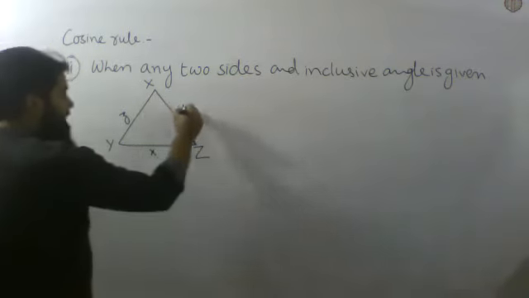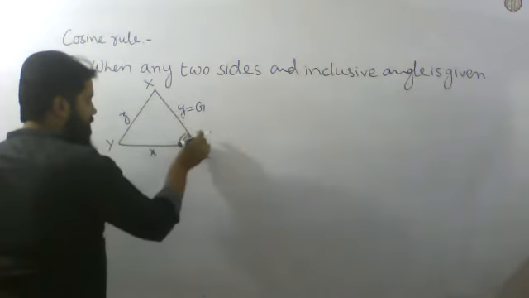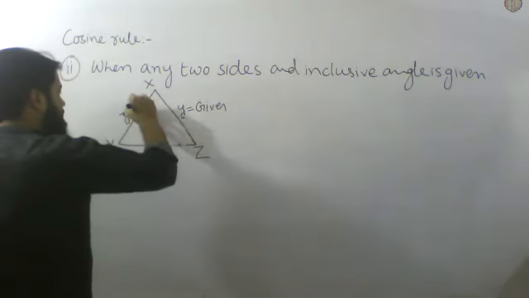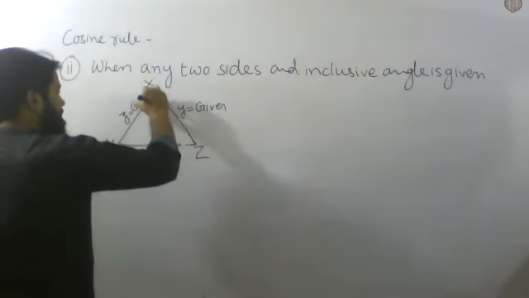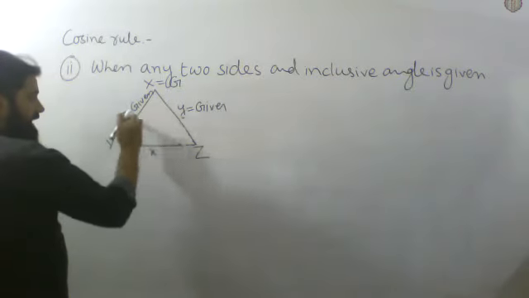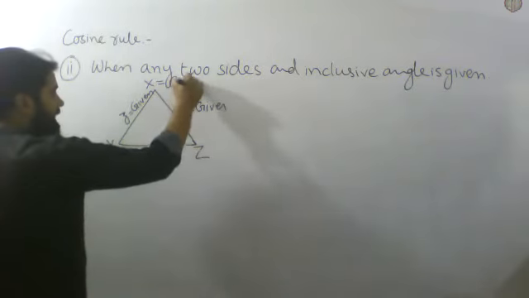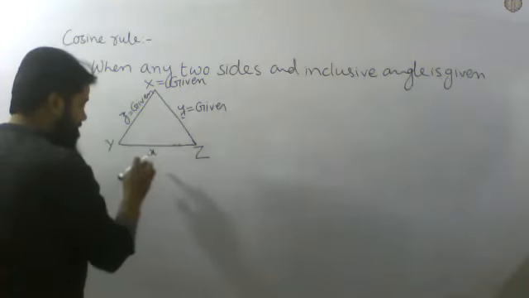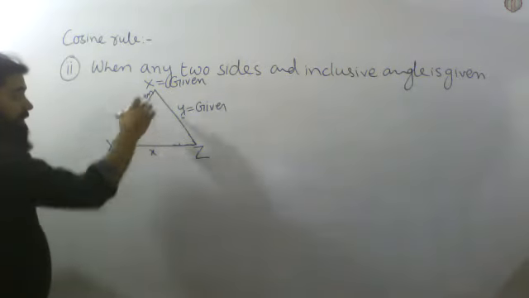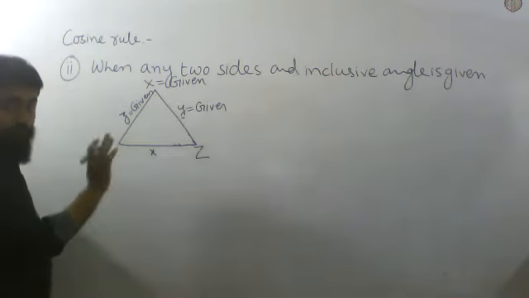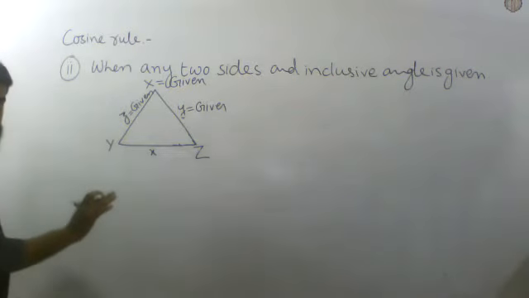For instance, they are saying that y is given to you and z is given to you, and side y, side z is given, inclusive angle x is given. Okay. So what you can find over here now, you can only find the angle which is opposite to inclusive angle. You can only find this one. How?